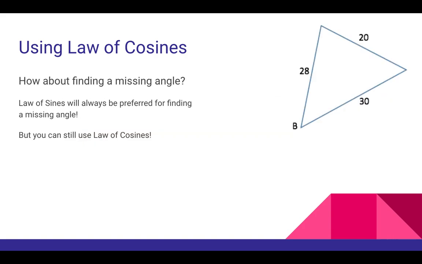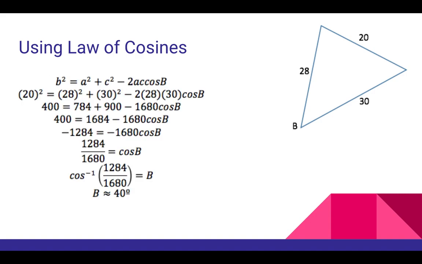What if I wanted a missing angle? I'm going to tell you, law of sines will always be preferred if you're trying to find a missing angle. The problem is, law of sines requires an angle in the triangle in order to find a missing angle. Law of cosines is for this kind of situation, when I've given you the three side lengths, but none of the angles, because the law of cosines uses three sides and one angle. So that's what makes this one more useful.